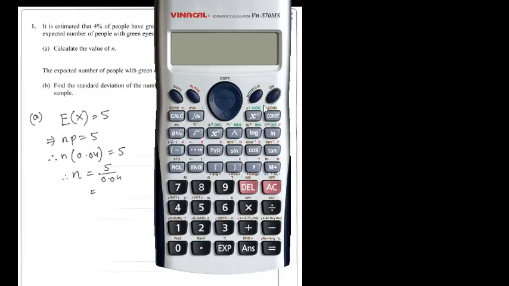Expected value is 5, so E(X) is 5. For binomial distribution, the formula for expected value is np, that equals 5. We know the probability of success is 4%, since 4% of the people have green eyes. Therefore n times 0.04 equals 5. Therefore n equals 5 divided by 0.04, and that is going to be 125.